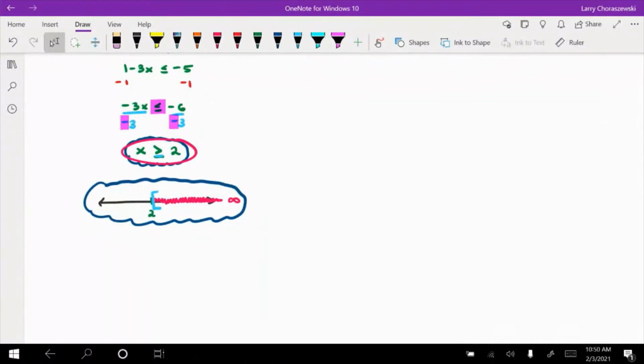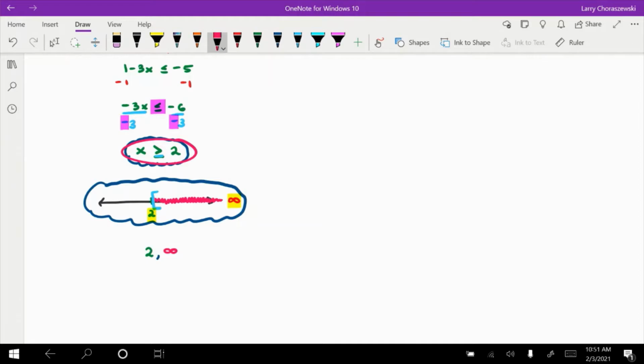For interval notation, here's what we do. We look at the smallest and largest number involved in the shaded part of the number line. The smallest number involved is 2, and even though it's not a number, I'll consider the largest number infinity. Let's write 2 down with a comma directly after it. You always write the smaller of the two numbers first, comma, and then you write the larger of the two numbers, which is infinity.